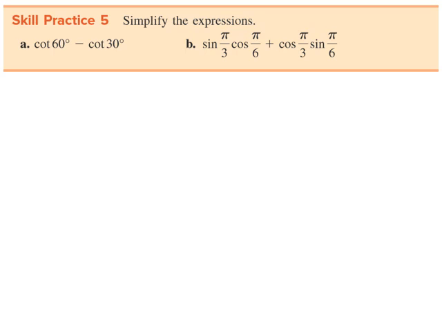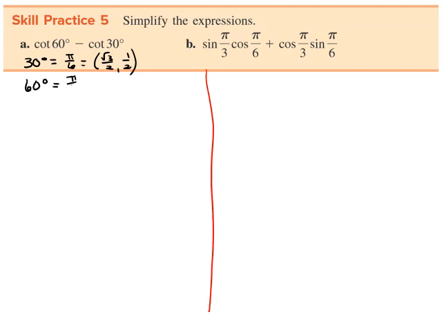Okay, so here we want to simplify some expressions. If I'm looking at this, I see that pi over 3 and pi over 6 are used quite a bit. So let's just jot down a couple notes real quick. I know that 30 degrees is equivalent to pi over 6, which has the corresponding ordered pair root 3 over 2, 1/2. Similarly, 60 degrees is equal to pi over 3, which has the corresponding ordered pair 1/2, root 3 over 2. This is all the information that I'm going to need to answer both of these questions.